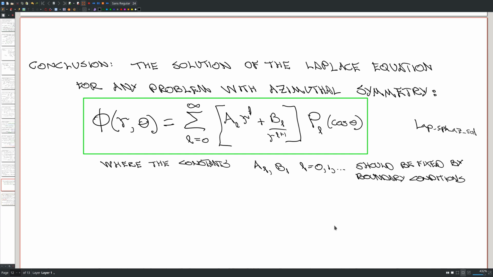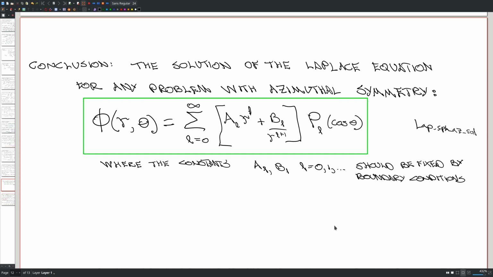But you should be able to use this when you have a problem with azimuthal symmetry and I'm asking you the solution to Laplace's equation. You say the solution to Laplace's equation is the summation from L equals 0 to infinity, and so on. And then you look at your boundary conditions, and with your boundary conditions, you tell me what A0, A1, A2, A3 is. You tell me what B0, B1, B2, B3 is. And that's your solution. Absolutely the same mechanics. There is nothing new under the sun here, except for different orthogonal functions, more complicated orthogonality relations. But again, morally, exactly the same thing.